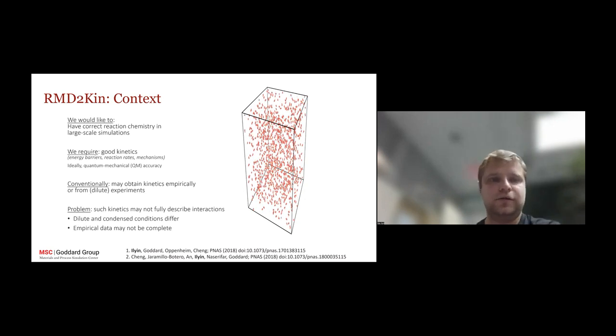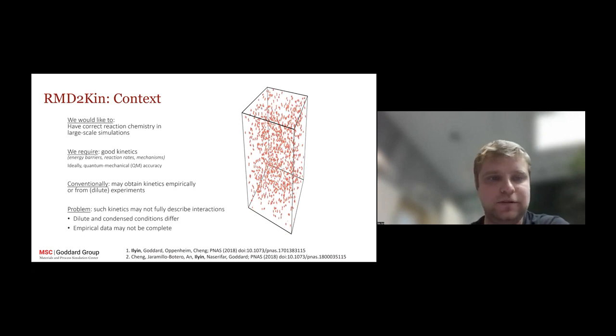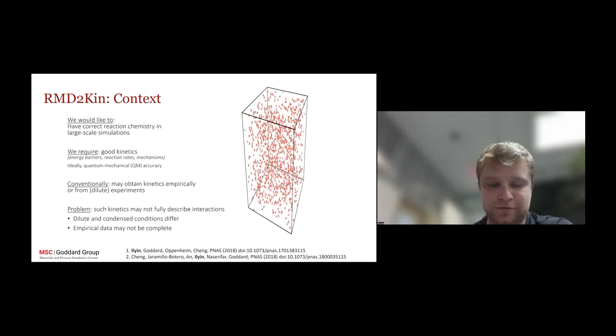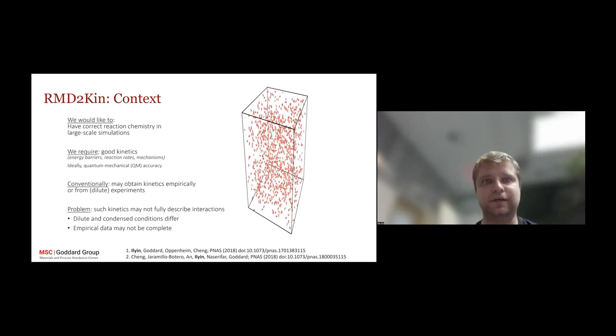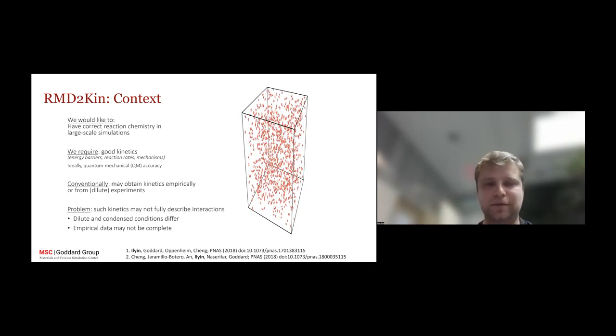So in order to do that, we require good kinetics information. So we need to know the energy barriers, the reaction rates, and mechanisms, ideally with quantum mechanical accuracy, because if we have the wrong kinetics, then our simulations will also be wrong, and any sort of information that we get about the reaction front, including any potential instabilities that could form there, would not necessarily be correct.